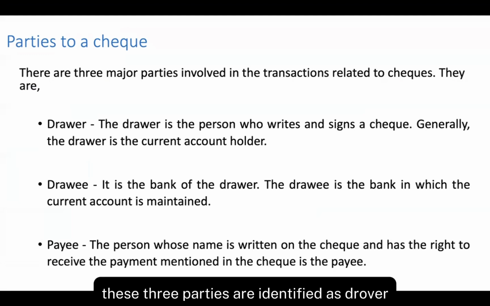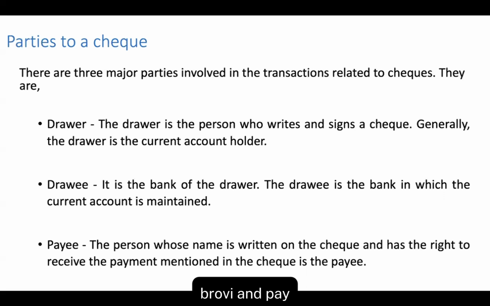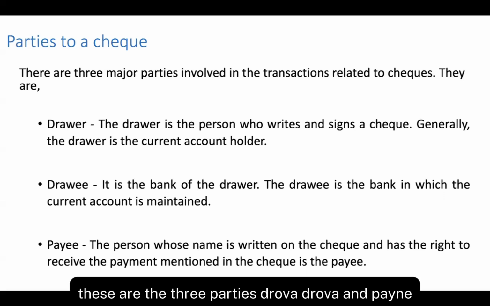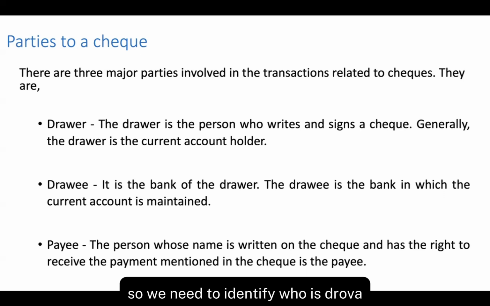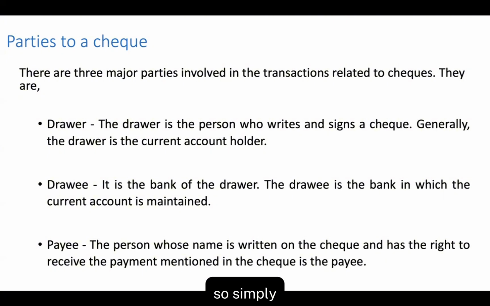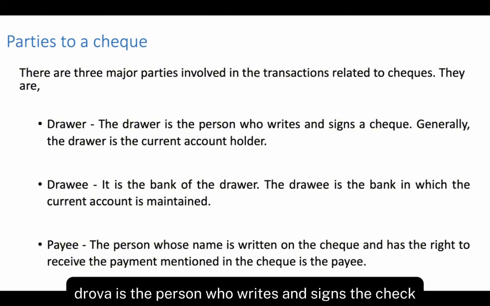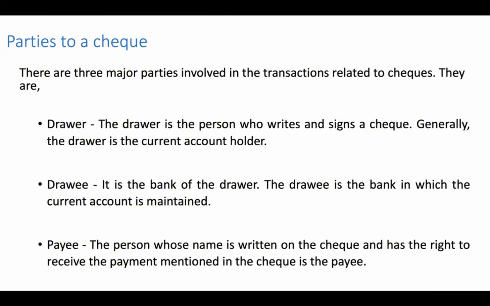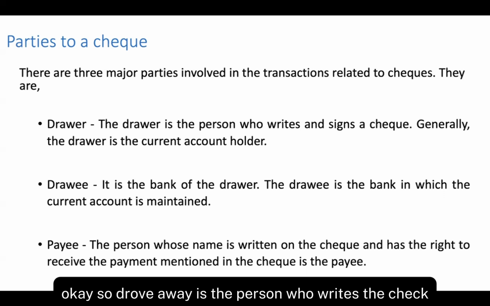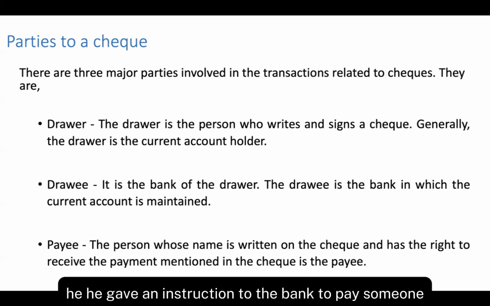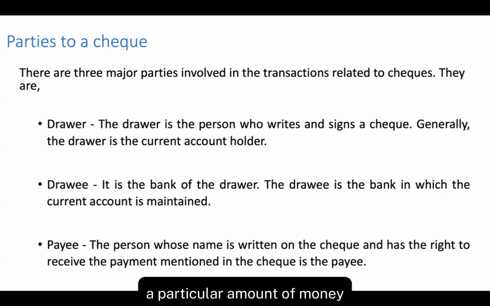These three parties are identified as drawer, drawee, and payee. So we need to identify who is drawer, who is drawee, and who is payee. Simply, the drawer is the person who writes and signs the check. He gives an instruction to the bank to pay someone a particular amount of money when that check is presented.